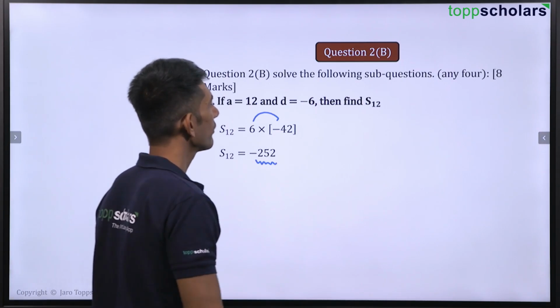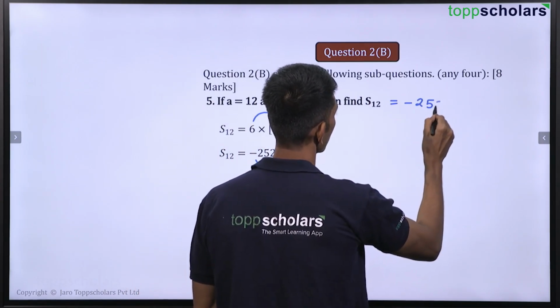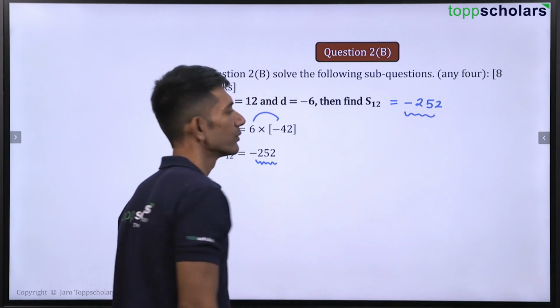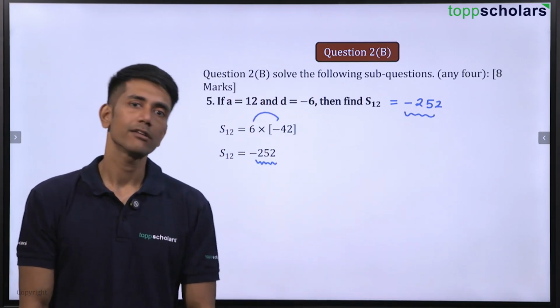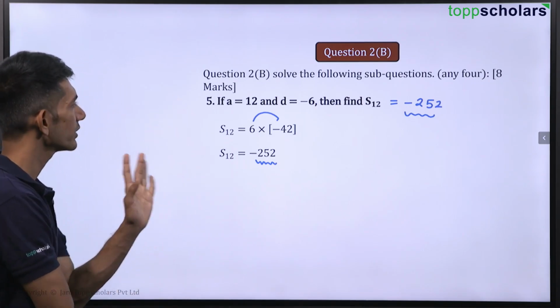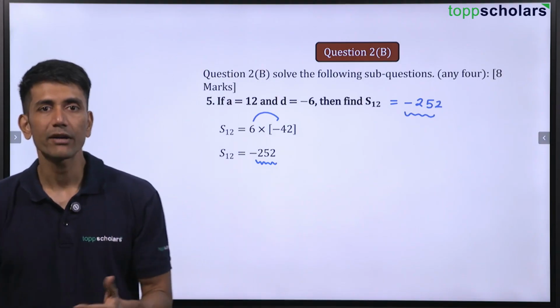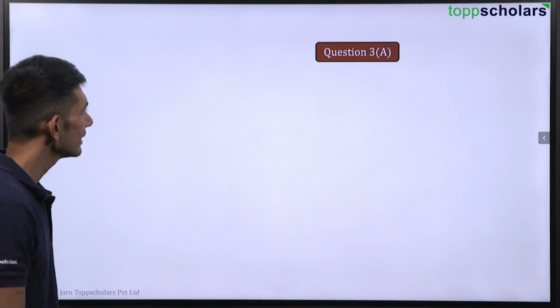So we can say that the sum of the first 12 terms is minus 252. Very, very easy question, very straightforward question. Nothing much in this. I hope you have understood how to solve this question. So we are done with question 2b and now we are moving forward with question 3a.